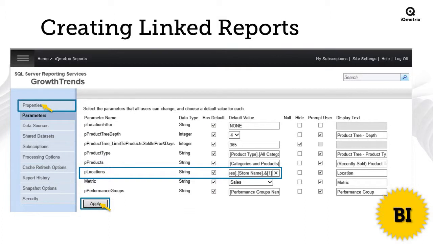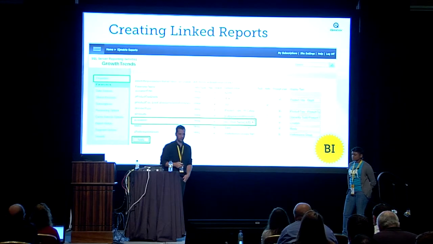And the other thing to note here is this column of checkboxes for hide or show. We actually don't want the user to be able to change that location. We want to just lock it in and hide it. So we will check this hide thing, and then it'll remove this prompt user. So we're going to hit apply.